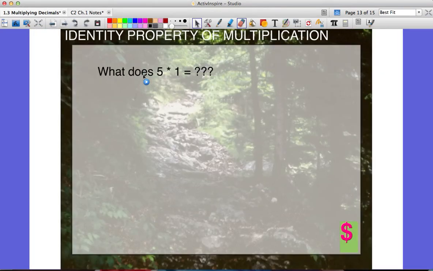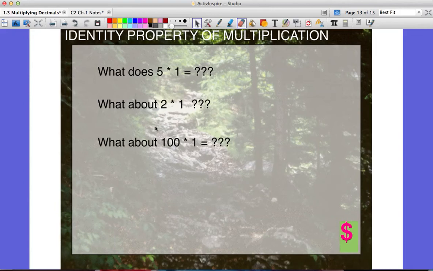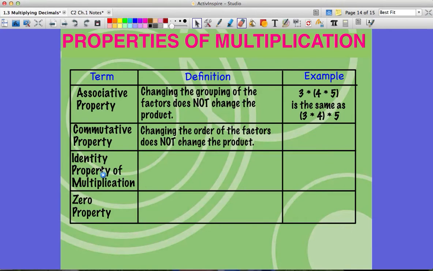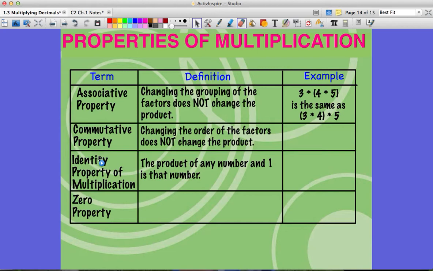Okay, so the identity property of multiplication tells us that 5 times 1 is 5, 2 times 1 is 2, 100 times 1 is 100. So anytime we multiply a number by 1, it's going to give us itself. So the identity property of multiplication is the product of any number and 1 is that number. So no matter what you multiply 1 by, it's going to give that same answer back.